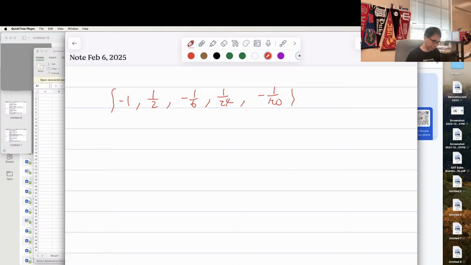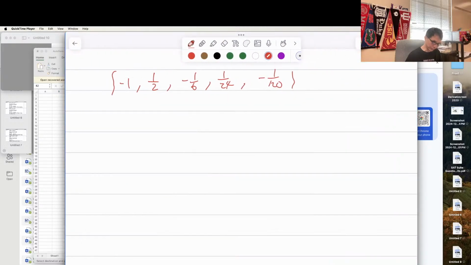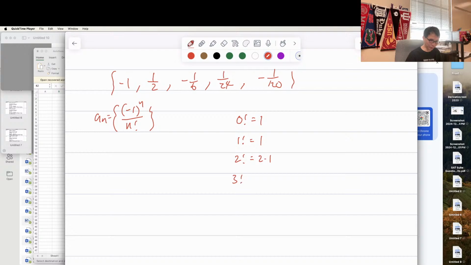So a_n is actually represented by the general form (-1)^n over n factorial. Do you guys know factorial? First of all, you need to know what 0 factorial is equal to. It's 1. 1 factorial is equal to 1. 2 factorial is equal to 2 times 1. 3 factorial is 3 times 2 times 1. 4 factorial is 4 times 3 times 2 times 1.